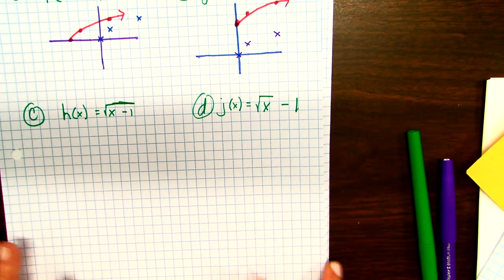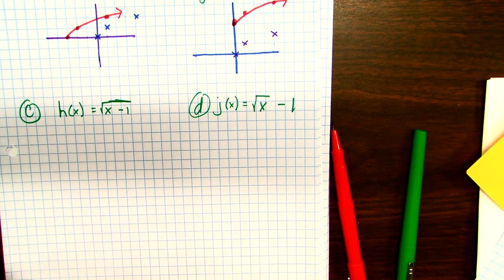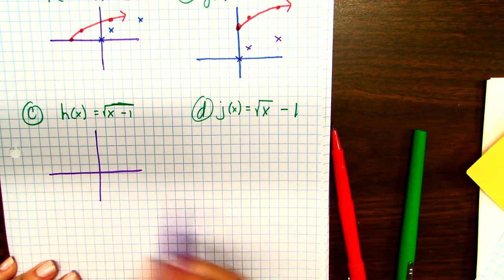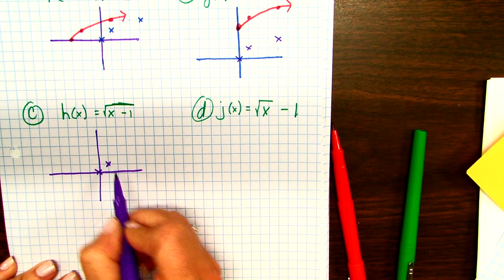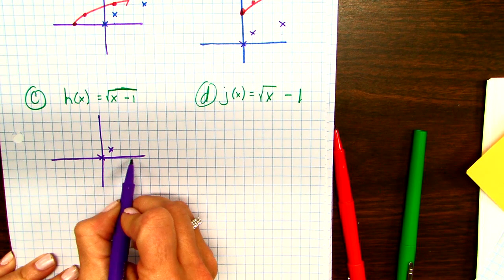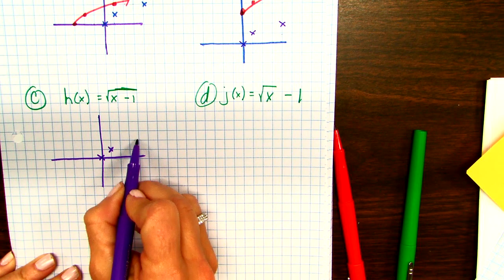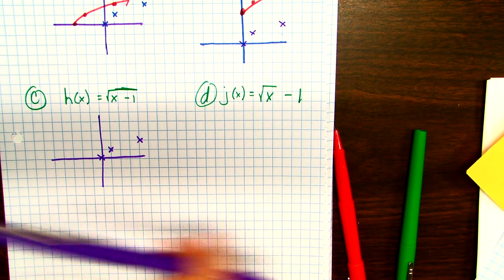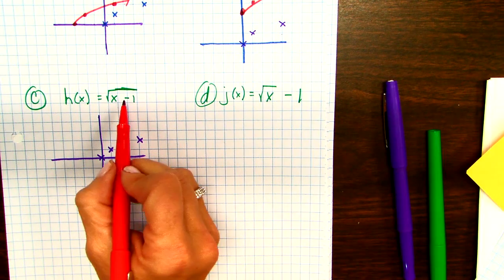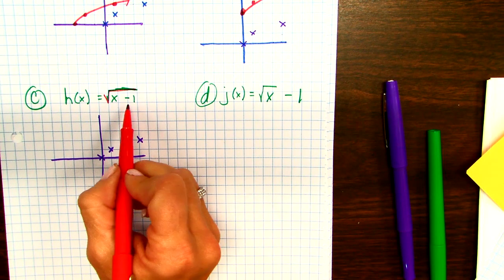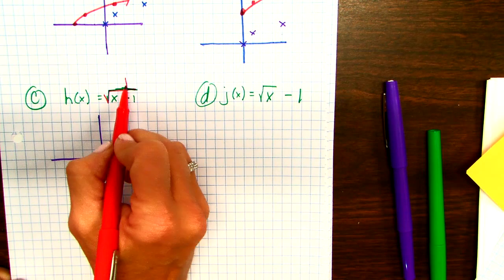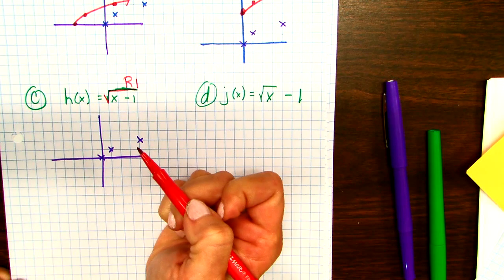Let's try 2 more. Again, every single time, you're going to get bored of it, but good, because it's easy. (0,0), (1,1), (4,2). We start there. Parent function done. What direction is this minus 1 under the radical going to take us? 1 to the right. Okay?